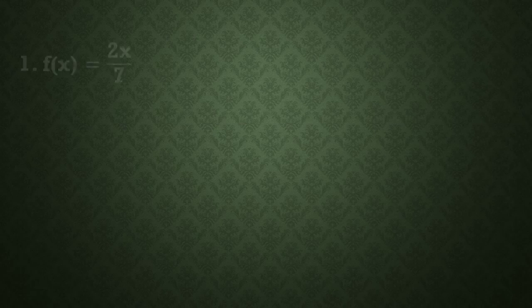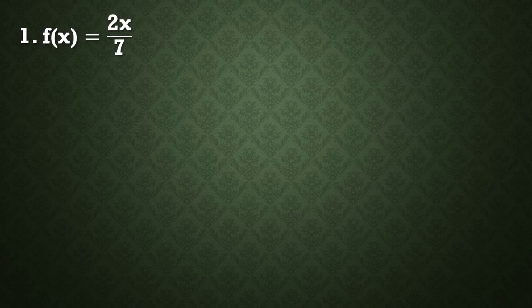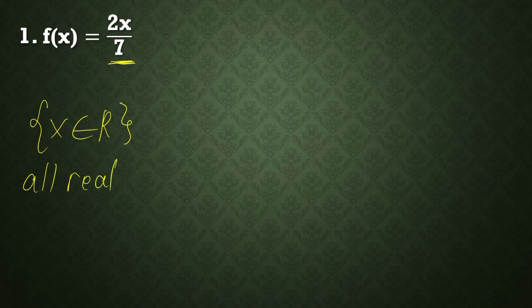So for example number 1, we have f of x is equal to 2x all over 7. So as you can see, yung denominator natin dito, wala siyang variable. So, walang possible values ng x na magiging undefined yung ating given function. So, ano yung magiging domain niya? So, yung domain niya, x is an element of R. So, yun lang. So, in other words, pwede natin siyang sabihin as all real numbers.